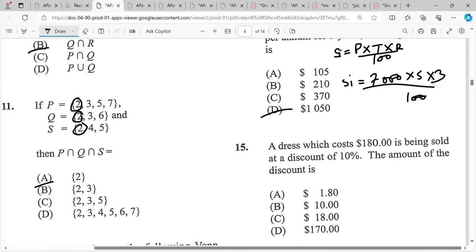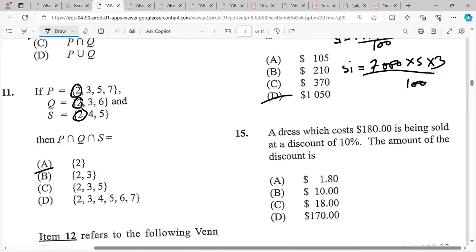A dress which costs $180 is being sold at a discount of 10%. The amount of discount is, so they only want the discount, they don't want the amount that the person pays. So it's 10% of 180. 10% is the same as dividing by 10, right? So it would be 18.